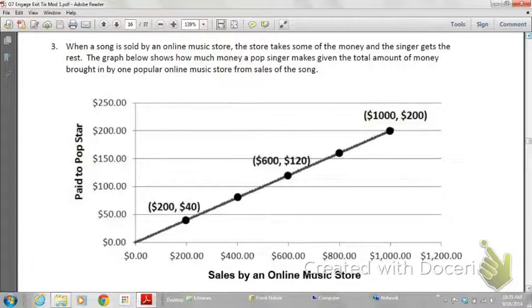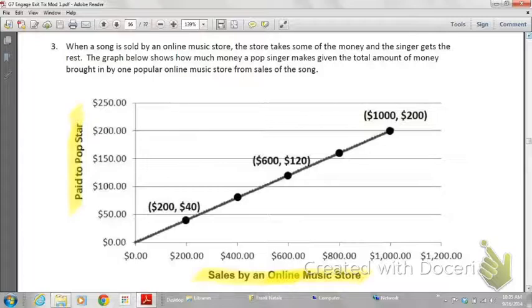Okay. So when a song is sold by an online music store, the store takes some of the money and the singer gets the rest. The graph below shows how much money a pop singer makes given the total amount of money brought in by one popular online music store from sales of the song. And again, just to highlight the different parts of this graph, remember we had just talked about making sure they're doing things like labeling their axes. Okay, so you have sales of online music store, paid to pop star.